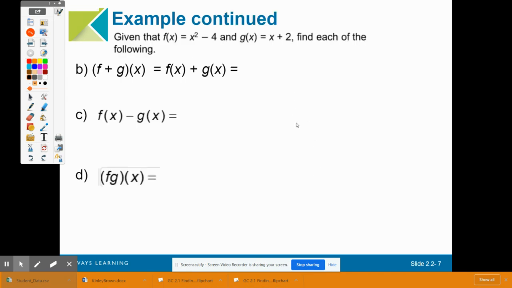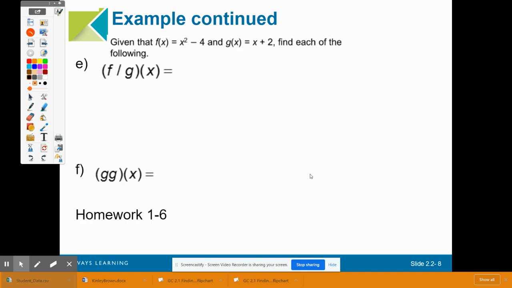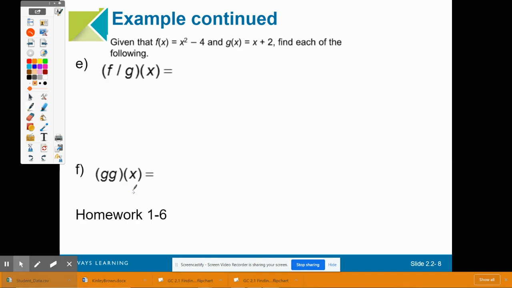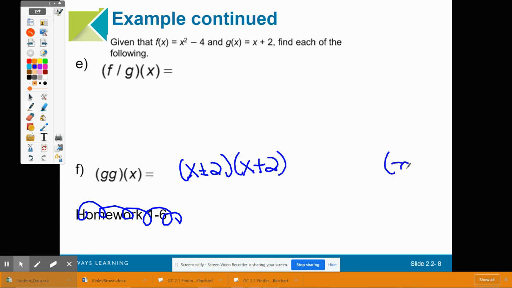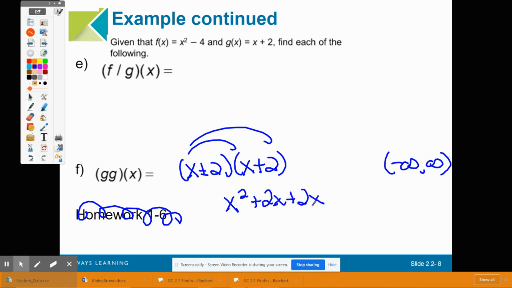Okay, are these the same ones we just did? We just did all these. Did that one? Okay, let's do G times G. Well, what is G times G? That would just be x plus 2 times x plus 2. No risk factors. The domain is going to be negative infinity to positive infinity. When you double distribute, that's x squared plus 2x plus 2x. I'm going to go ahead and add those. Plus 4, which is x squared plus 4x plus 4.